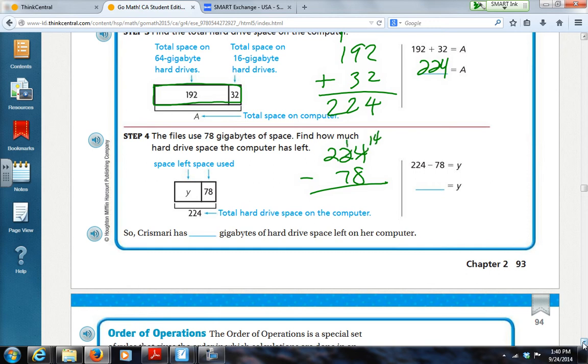14 minus 8? 6. 1 minus 7? Can't do it. I've got to borrow again. 11 minus 7? 4. And 1 minus 0 is 1. Okay, so there's 146 gigabytes left on her hard drive. Yay.